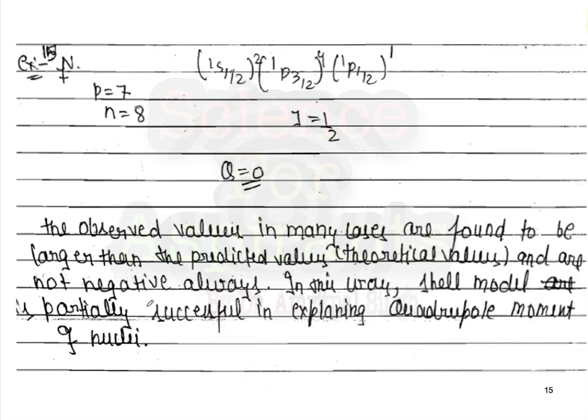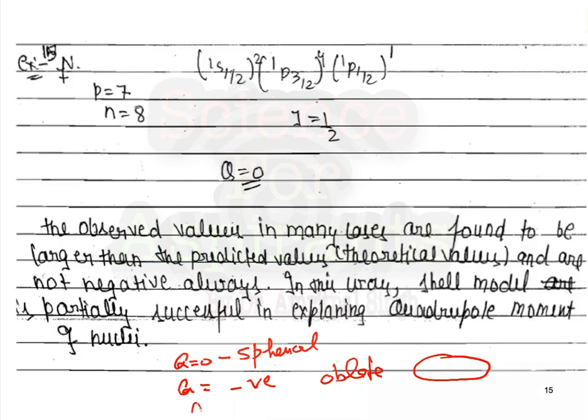And later on they established that when the value of Q is 0, we consider that nucleus to be a spherical body. When Q is negative, we generally consider that nucleus as an oblate nucleus. An oblate nucleus is something like an egg-shaped nucleus. And when the quadrupole moment comes out to be positive, it is known as a prolate nucleus, and a prolate nucleus is something like this, vertical. Basically it depends upon the major and minor axes A and B.